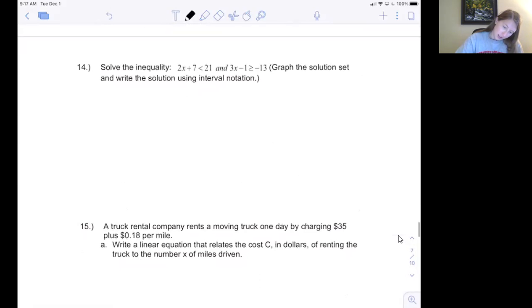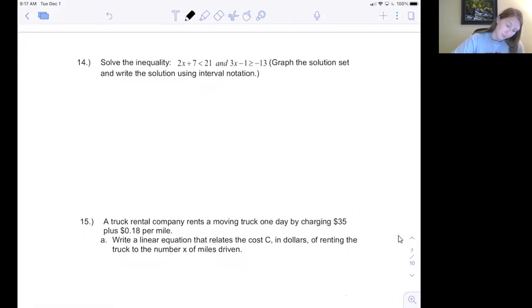Let's do this inequality. If you remember solving inequalities, the big thing is that if I multiply or times by a negative, I have to flip that sign. And the next thing is this "and." We'll do another one right after this where it has "or," and I'm going to explain in a second what it means by that.